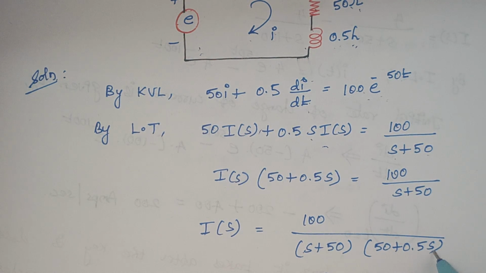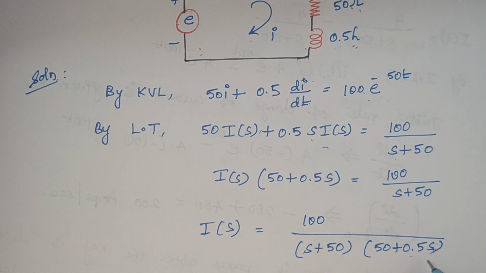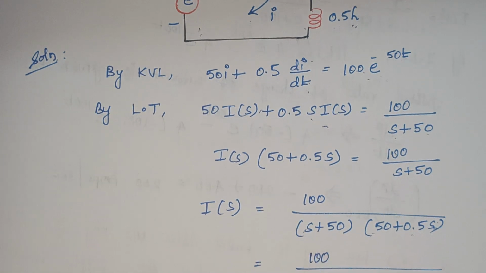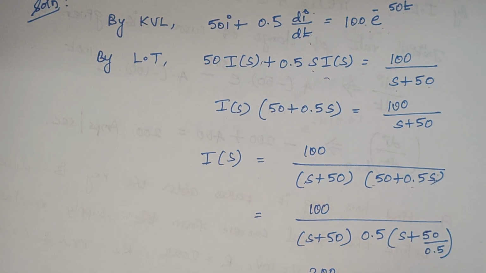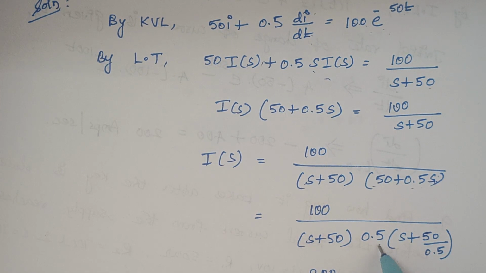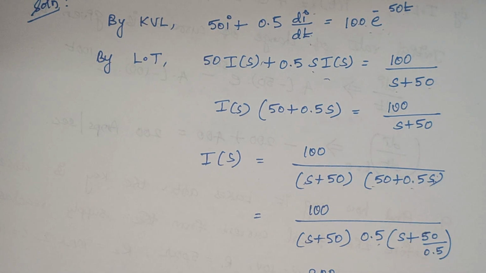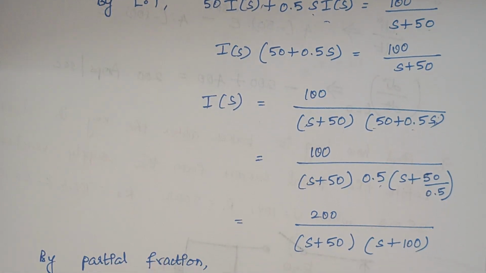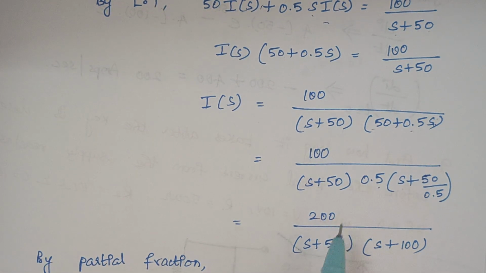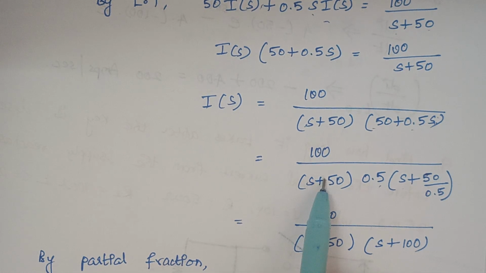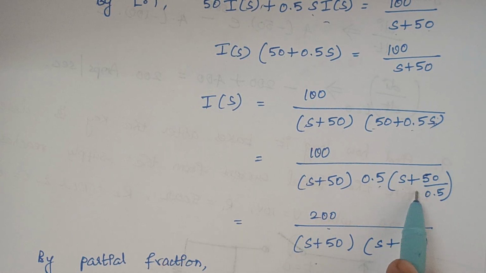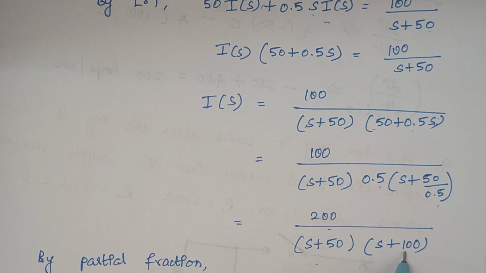We need the denominator terms as s plus some number. But here, with s, we have another 0.5. Therefore, we divide this expression by 0.5. When you take 0.5 outside, our expression gets modified to s plus 50 by 0.5. When you simplify, 100 by 0.5 becomes 200, this term remains as such, and s plus 50 by 0.5 becomes s plus 100. The next thing is to take partial fractions.